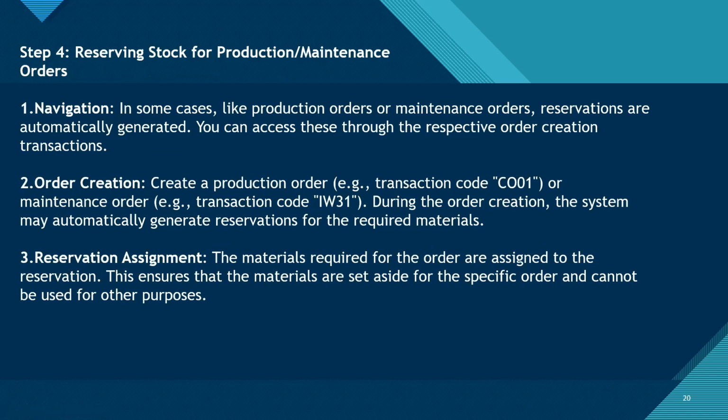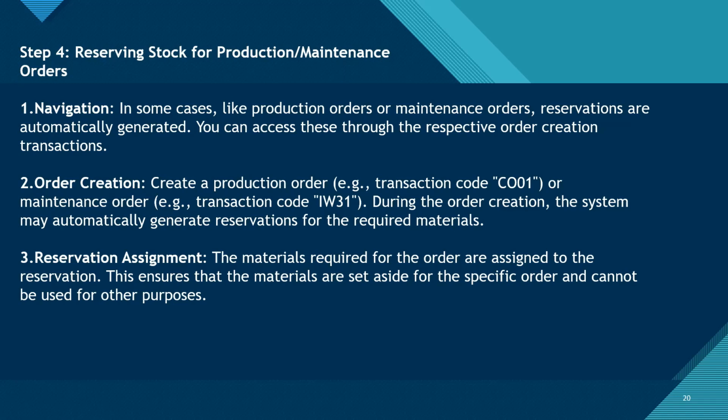If I have a production order, as I told you, for any repair work we have a repair order, and we have a production order. Based on customizing, whenever I have a production order, the reservations get automatically generated. So we can see that reservation.